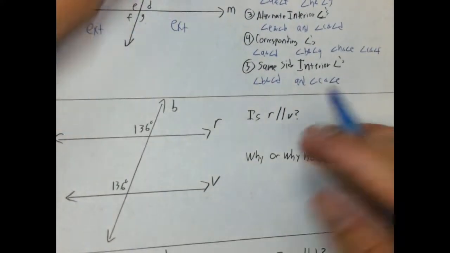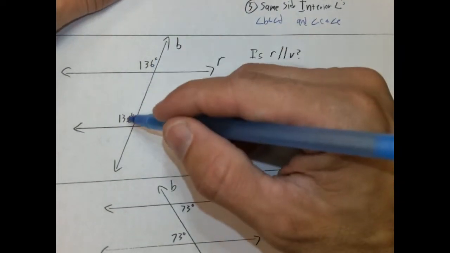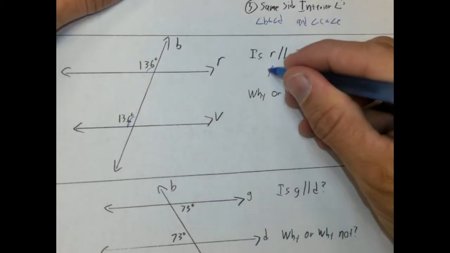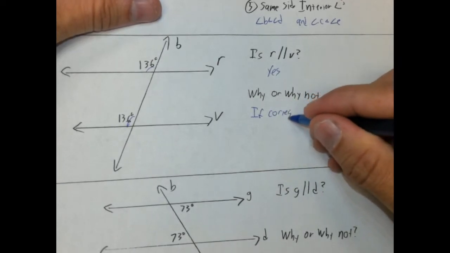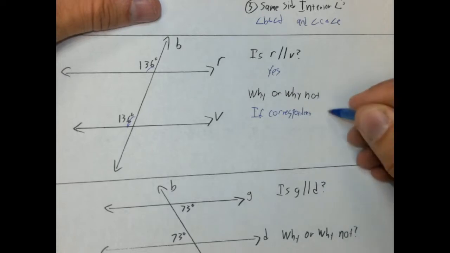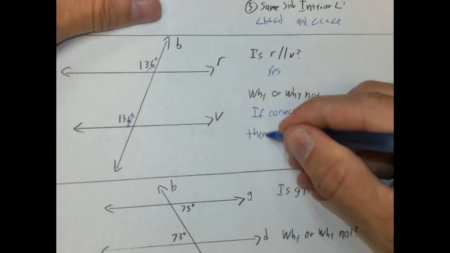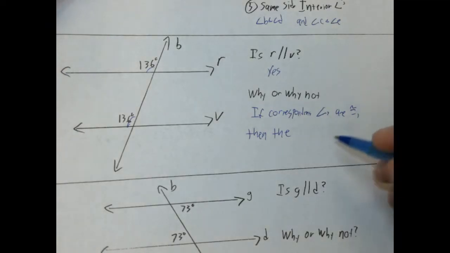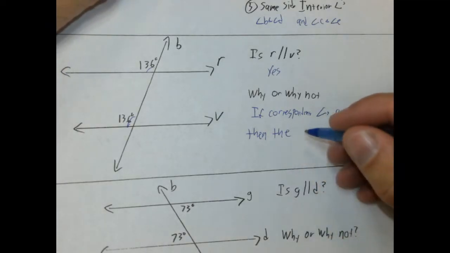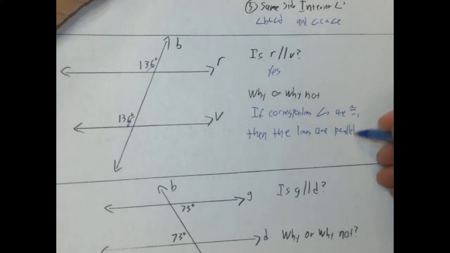All right. Is R parallel to V? Let's check. So the angles we're given are these two. It looks like they're congruent and they're corresponding. So we say yes, because if corresponding angles are congruent, then the lines are parallel. And this is called a conditional statement, if then.